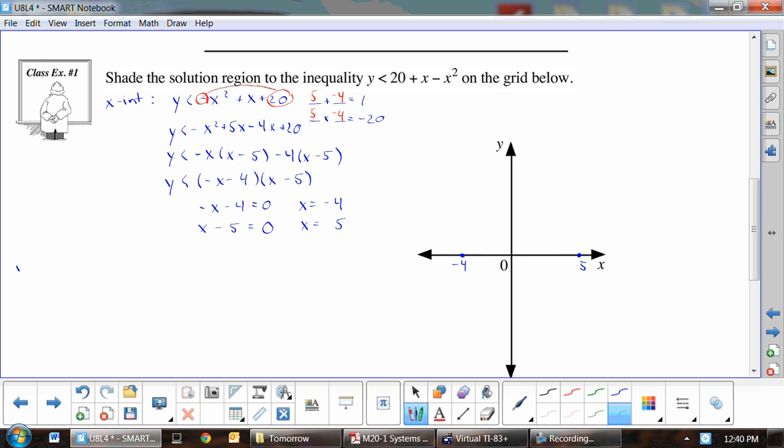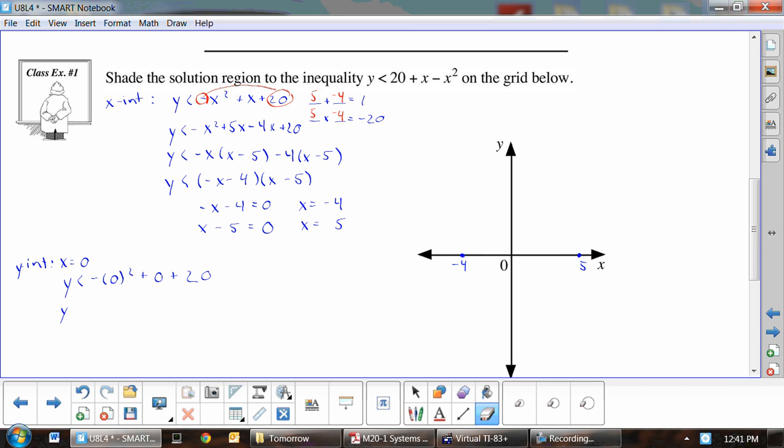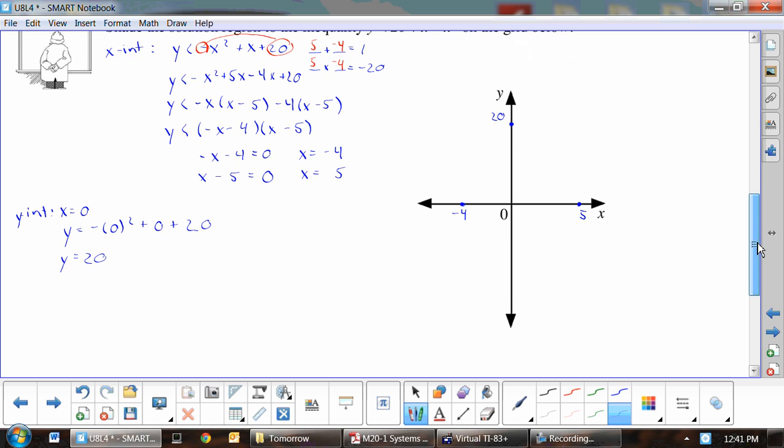So for our y-intercepts, we know that that's when x is equal to 0. Okay, so Christine, what's our y-intercept? Yeah, exactly. So we get our y-intercept is 20. So it's going to be somewhere like that. And now for our vertex.